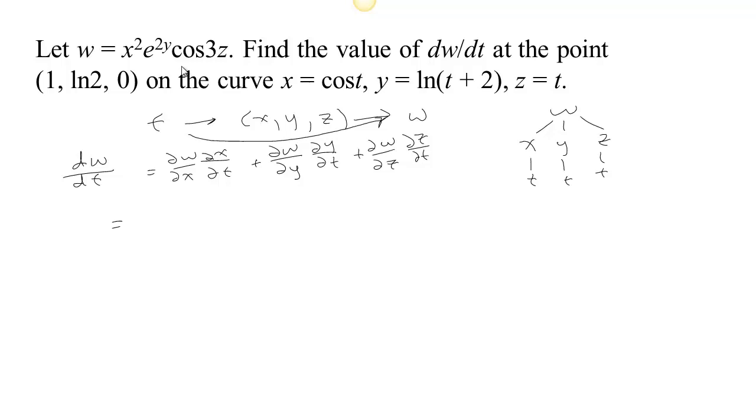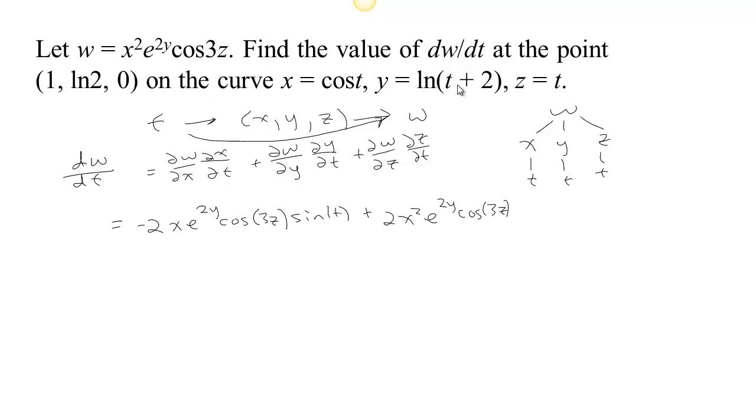dw/dx, this is the only place x appears, right, in w. So dw/dx would be 2x e^(2y) cosine of 3z. And then dx/dt, x is cosine t, so that's going to be minus sine t, plus dw/dy. So dw/dy, the derivative of e^(2y) with respect to y is 2e^(2y). So we get 2x squared e^(2y) cosine 3z times dy/dt.